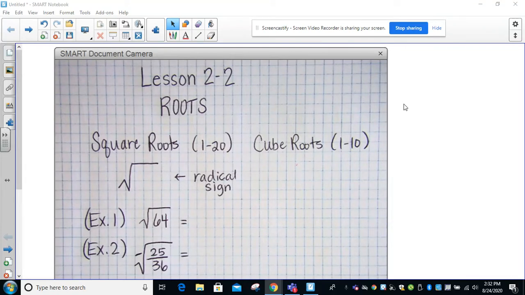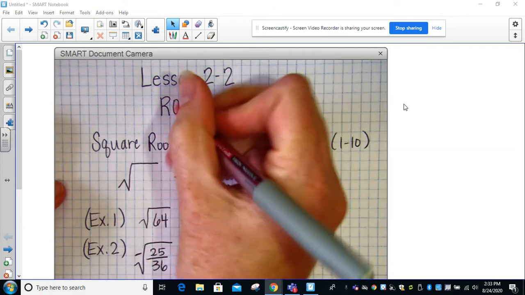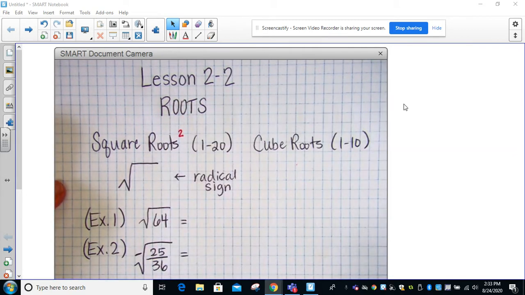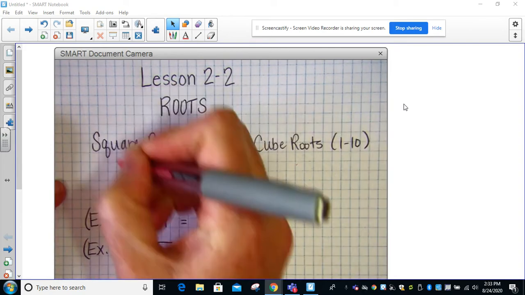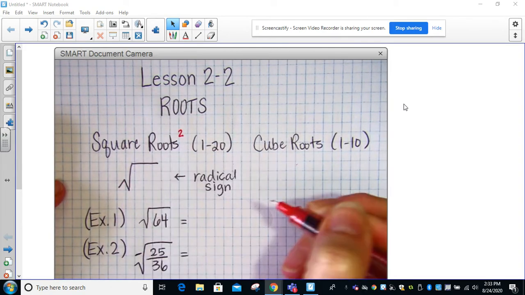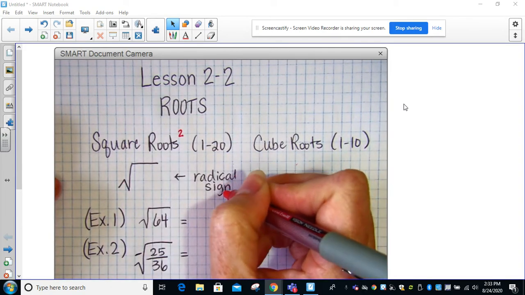Hi, today I'm going to talk to you about roots, that's square roots and cube roots, and this goes with lesson 2.2 in your textbook. So, first of all, square roots, that's when you see the little something squared and you'll see this symbol. That's a square root symbol. It's also called a radical sign.